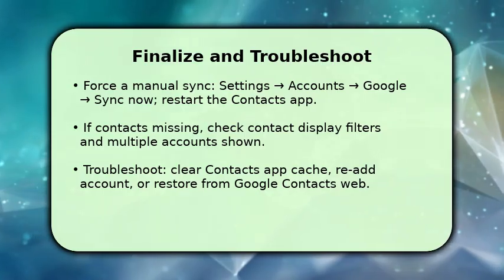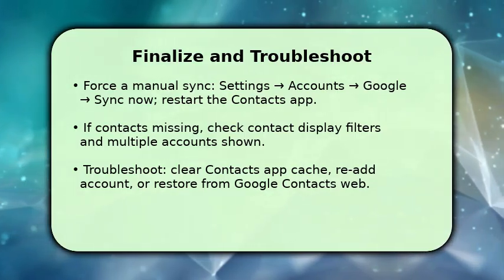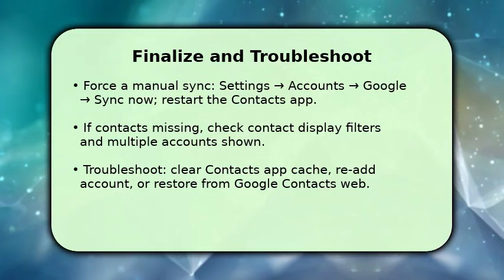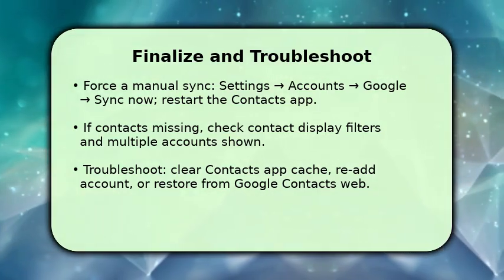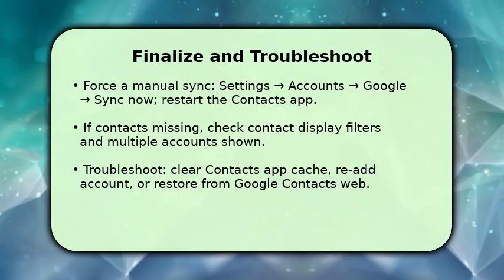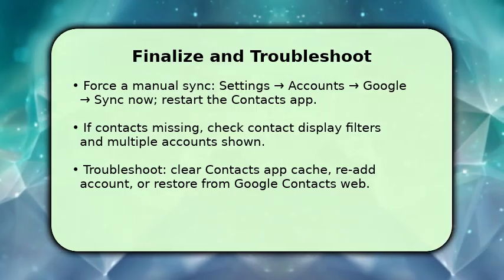contacts. If items are still missing, clear the Contacts app cache, remove and re-add the Google account, or open Contacts.Google.com to run Restore again. One key tip: use Merge and Fix and display filters to reveal hidden entries.